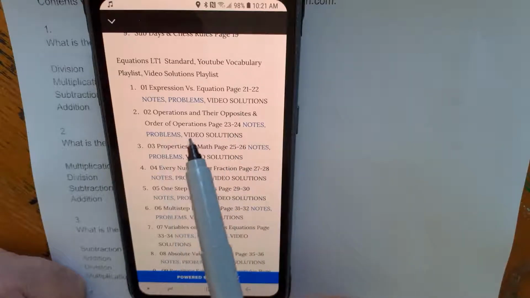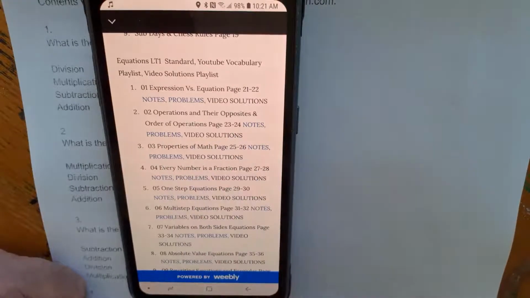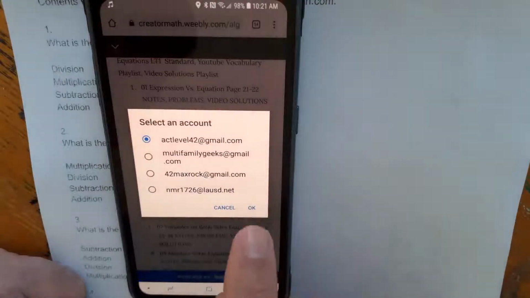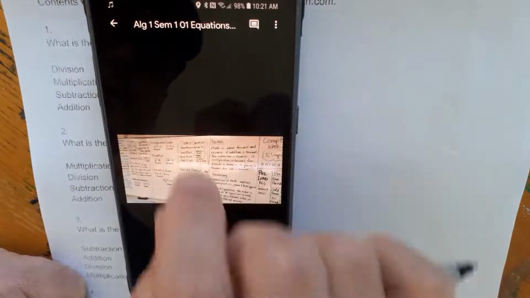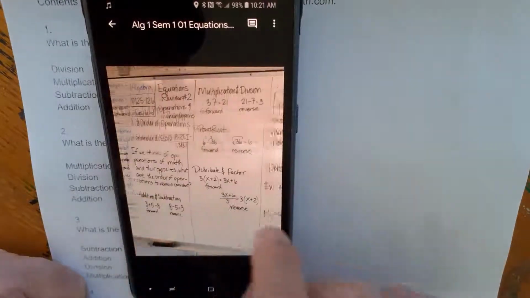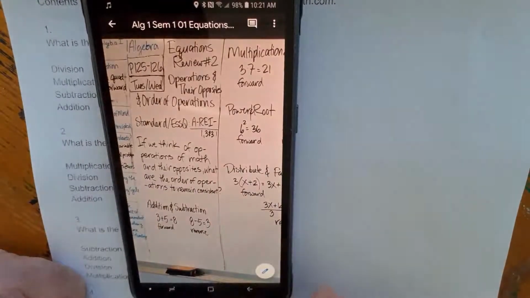Here are the notes. The problems in the video solution will be linked right here. So we're going to open notes. Fair warning, it sometimes takes me twice to open this. In this case, it didn't. You're going to be able to enlarge it. You're going to copy this into your composition book on the correct pages.